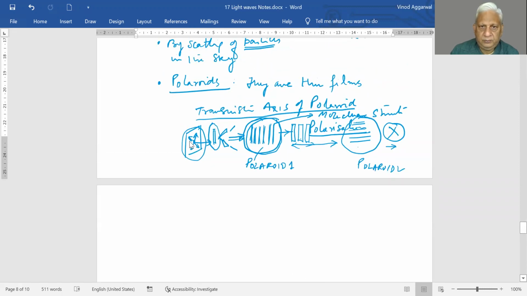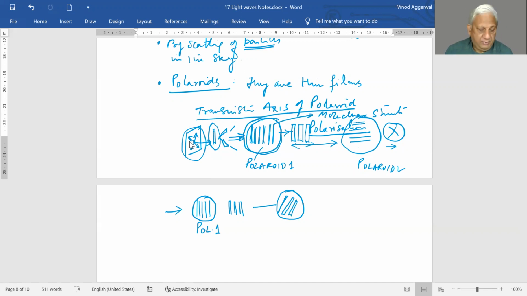What happens if, to make things easy, let's say this is polaroid 1, which allows only the vertical movement of the wave. Now the second polaroid, instead of being perpendicular, is at an angle. So what happens? Some movements will get passed. Some. It will not be completely blocked because it's not perpendicular.